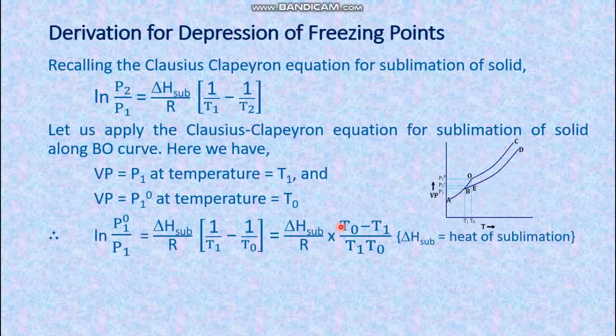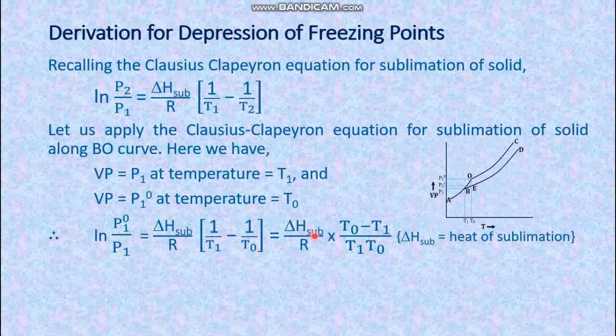And in the Clausius-Clapeyron equation, in place of T1 we shall write T1, and in place of P1 we shall write here P1, but in place of T2 we have to write here T0. On the other hand, in place of P2 we have to put P10. So here in place of P2, P10 is appearing, and here in place of T2, T0 is appearing. On the other hand, T1 is T1, P1 is P1. And here delta H of sublimation.